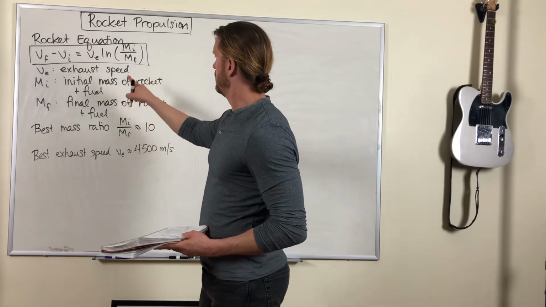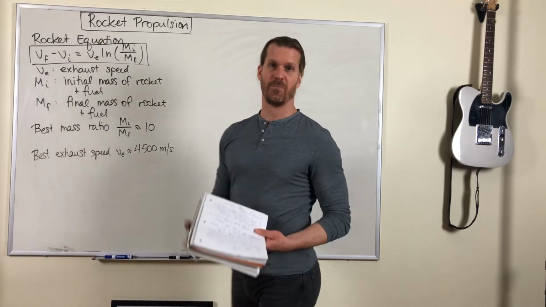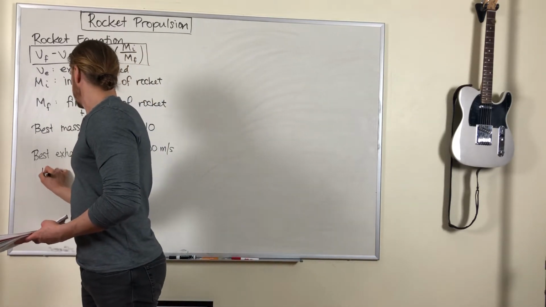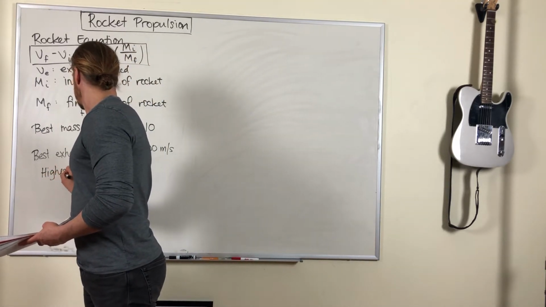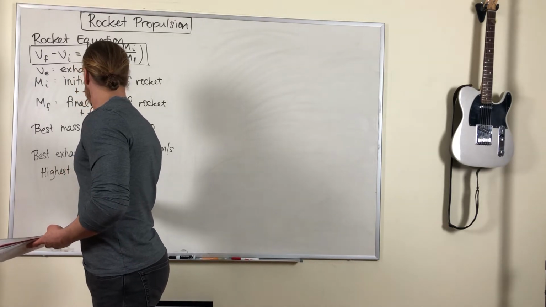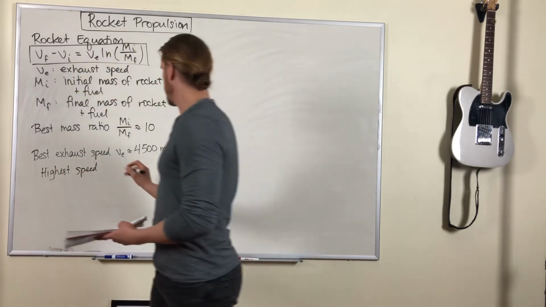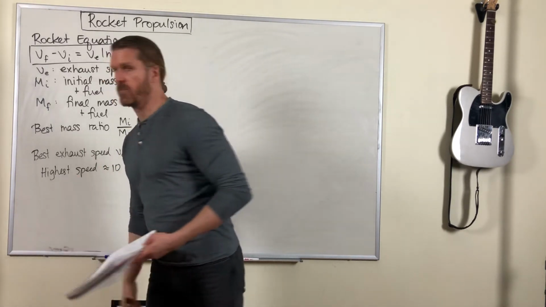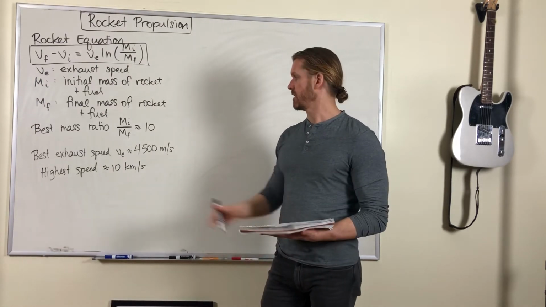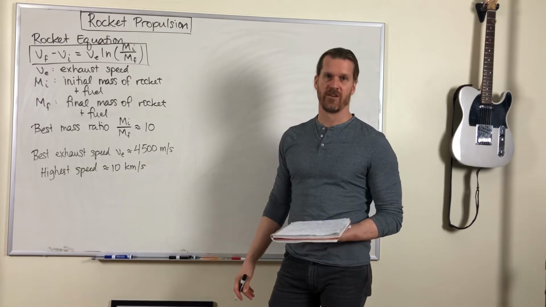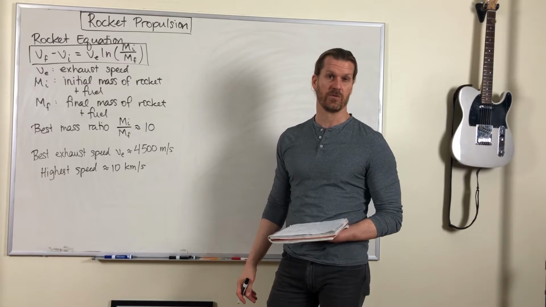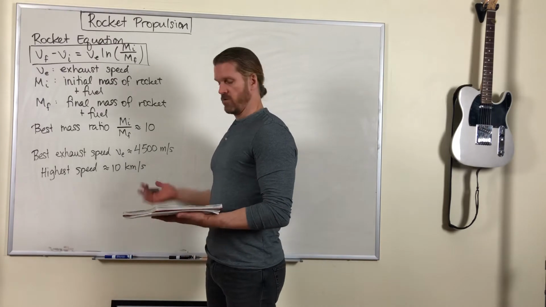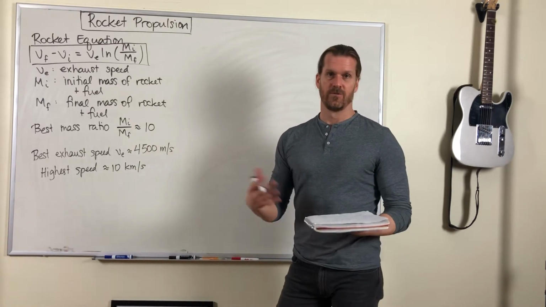And when you use these 2 best possible numbers, you find that the highest speed you can attain is about 10 kilometers per second. And it turns out that that's not fast enough to send a rocket to the moon. You need about 11 kilometers per second to do that. So there's ways around it.